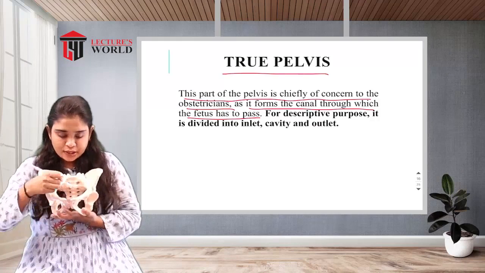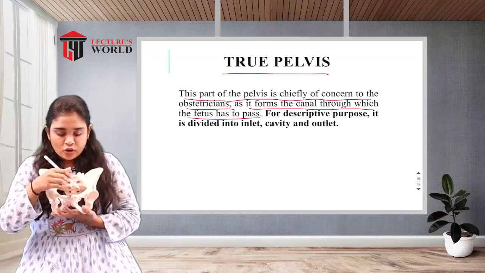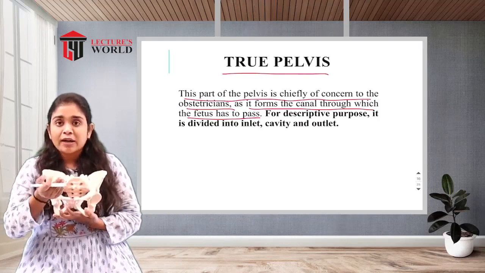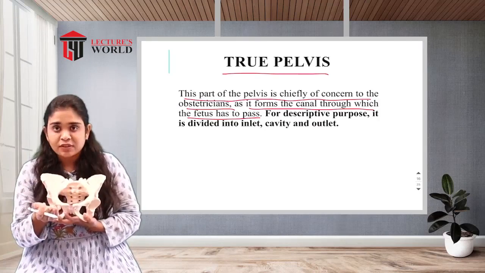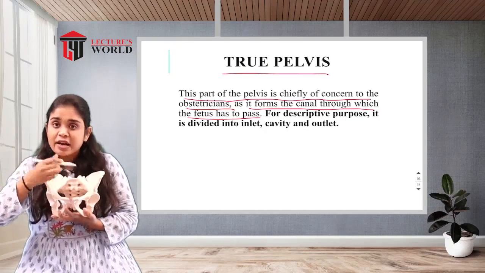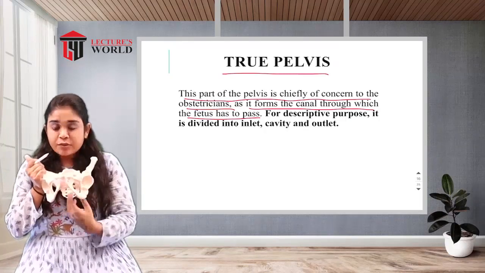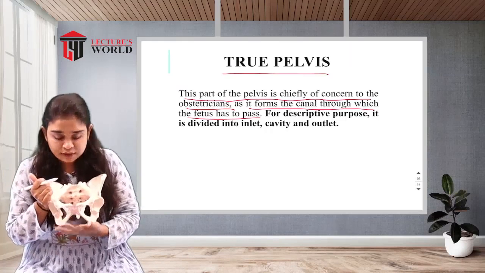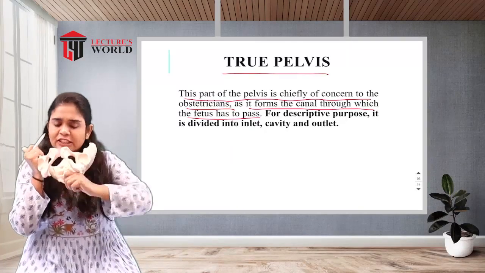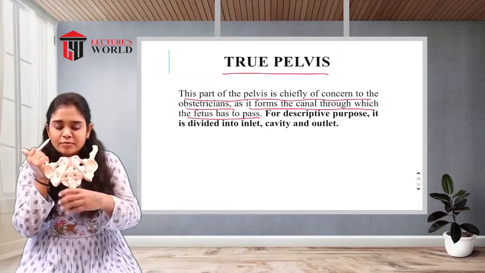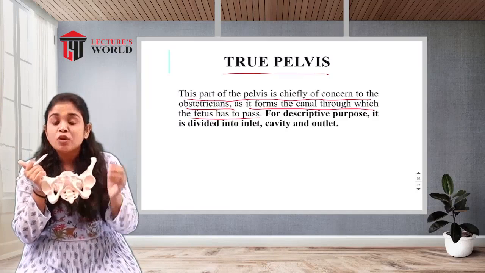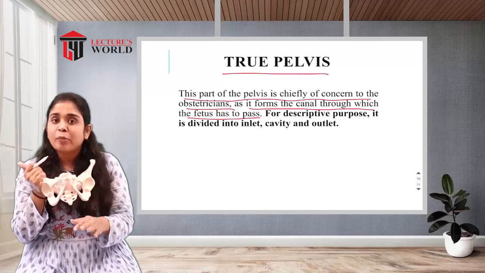So the imaginary line, or we can say the brim or the inlet. From above that part, that is known as the false pelvis, right? False pelvis. And this inlet is there, and below that part is known as the true pelvis. As you can see, in the true pelvis the sacrum is going backward, and by that the true pelvis is going to create a canal. So from there the baby has to pass.